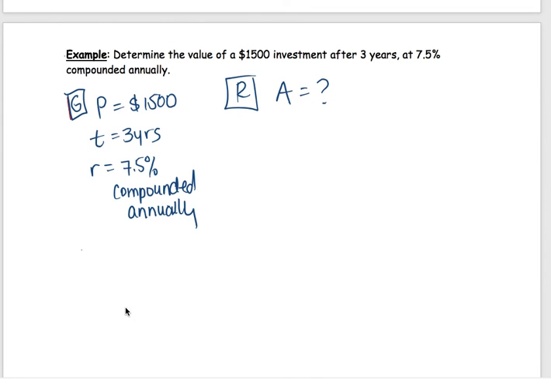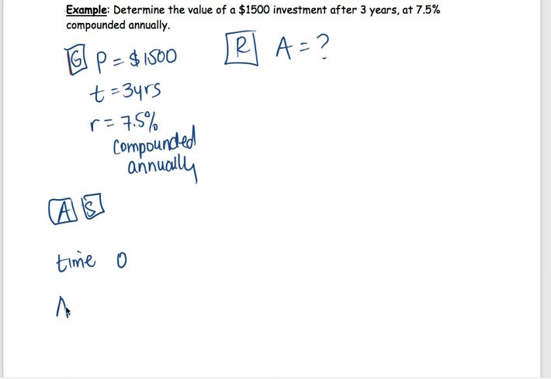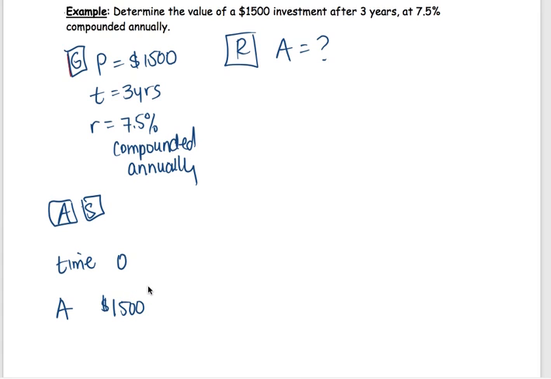Okay, so we're not going to use the formula. We're just going to do it like the picture that we looked at. So we start off thinking about the time. At 0 time, initially, this is how much money you have. You have 1,500 that you're putting into the bank. You're going to leave the money there for 1 year. So 1 year later, how much money will you have?